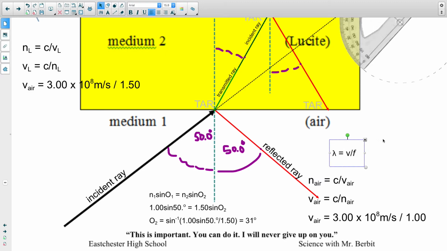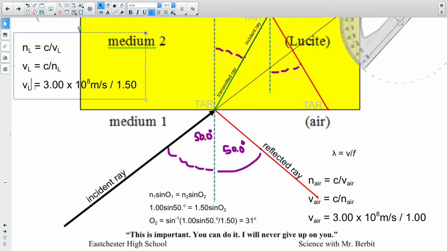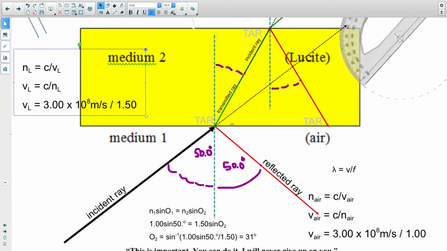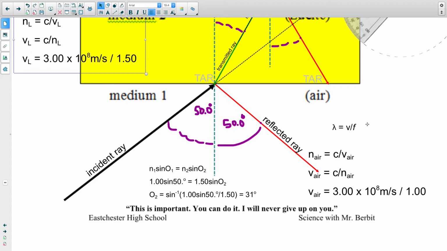And so here, we don't need to run it all. You found the speed. For air, it's 3 times 10 to the 8th. For lucite, sorry, this should say L over here for lucite, it's 2 times 10 to the 8th over the frequency, which we had up here, 5.09 times 10 to the 14th, and boom, you'll get your wavelength. The wavelength comes out pretty small, somewhere in the order of 589 nanometers. That's times 10 to the negative 9th meters.